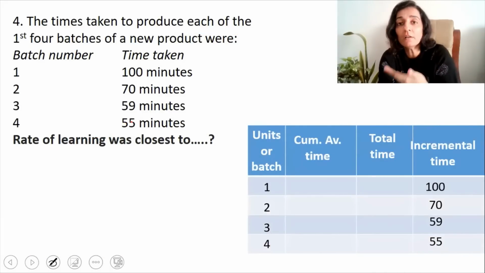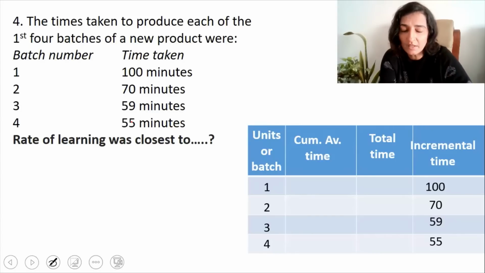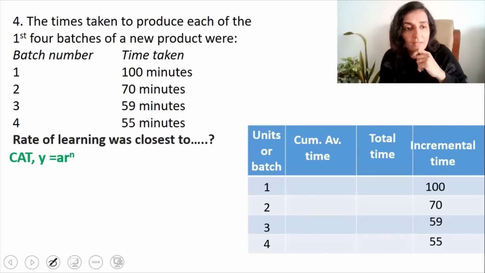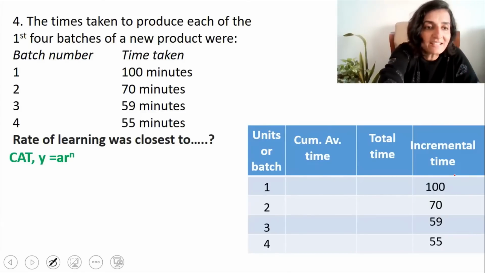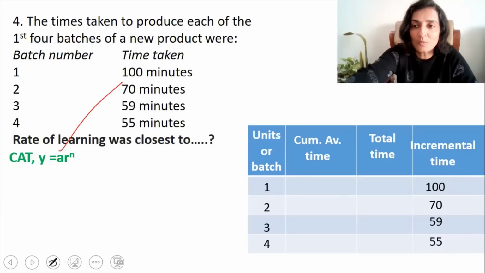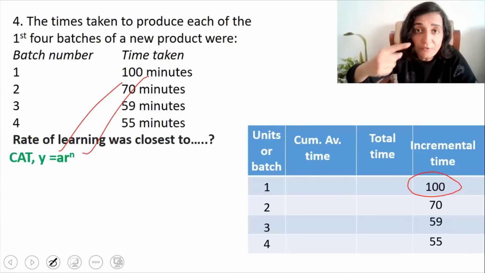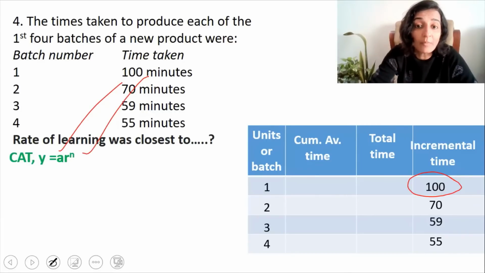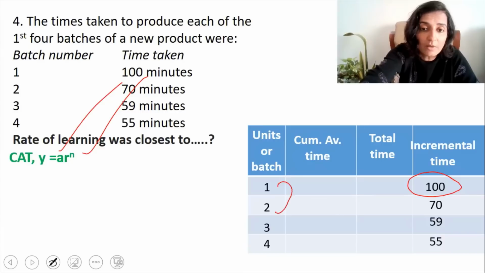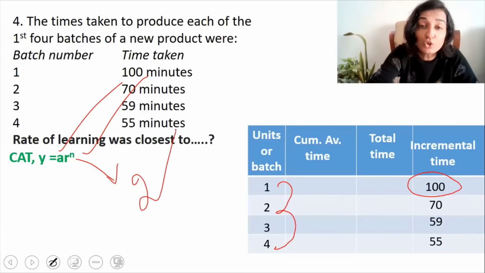So we will make a table. I told you earlier, whenever we have to find out the rate of learning, the formula that has to be applied is cumulative average time of y is equal to AR the whole raised to n, where A is the time taken for the first batch, which means that it is 100, and R is unknown, so we don't know it. And N is the number of times that the output has doubled. How many times did the output double? Once, twice. So N will be equal to 2.